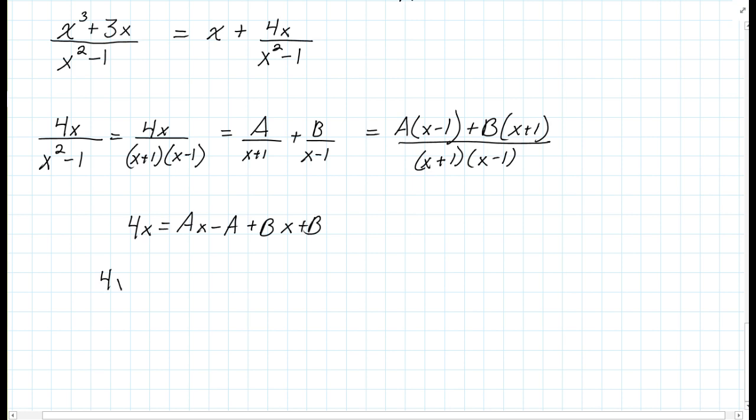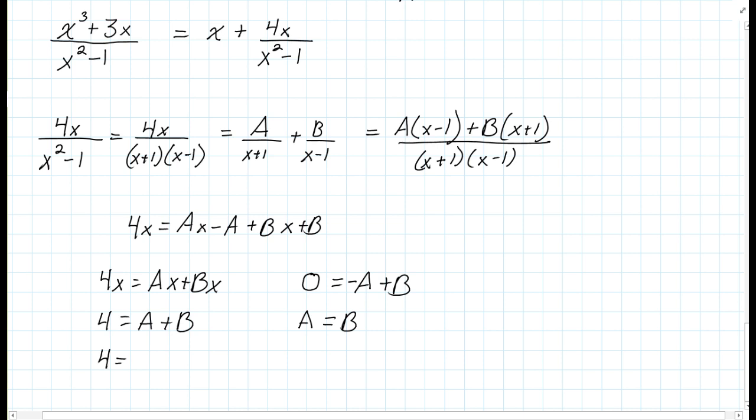So that 4x is equal to ax plus bx. And I don't have a linear term on the left-hand side, so I'm just going to write 0 is equal to negative a plus b. So I get that 4 equals a plus b and 0 equals negative a plus b. So this guy is going to give me that a equals b. And when I plug that in, I'll get 4 equals a plus a, so that a equals 2. All right, and that gives me that b equals 2 as well.